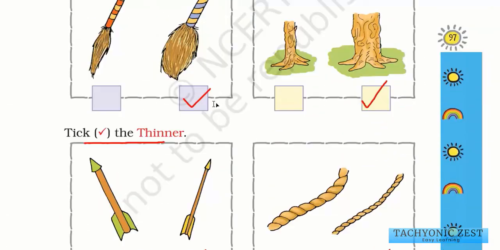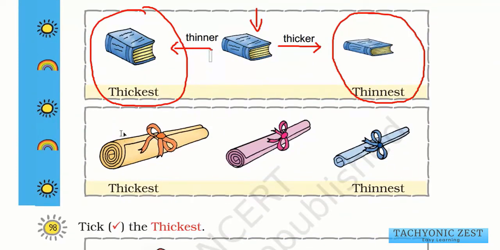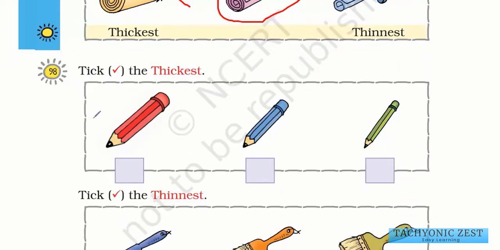Okay, so let us see the next question. Here again, these are some paper rolls. Now these paper rolls, we have to find out the thickest and the thinnest. Clearly we can see that this one is the thickest and this one is the thinnest. And this paper roll, when we compare this one with this one, it is thicker when compared to this paper roll, and it is thinner when compared to this paper roll over here.